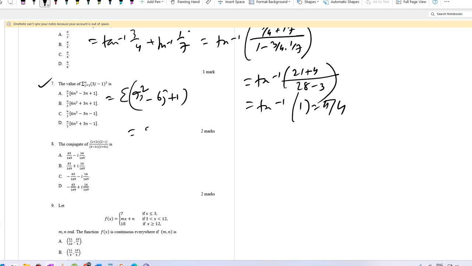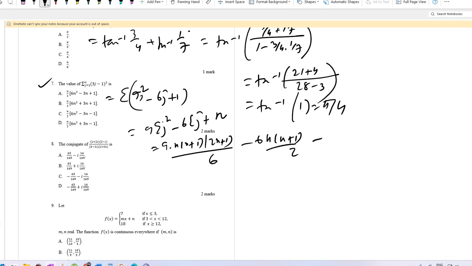Very easy. So 9 summation of j square, minus 6 summation of j, plus n values are there. And this is the formula: n into n plus 1 into 2n plus 1 by 6, minus 6n into n plus 1 by 2, plus n. If you solve it all together, it will give us n by 2 into 6n square plus 3n minus 1. So option number D is correct.